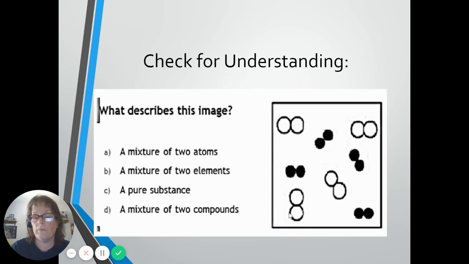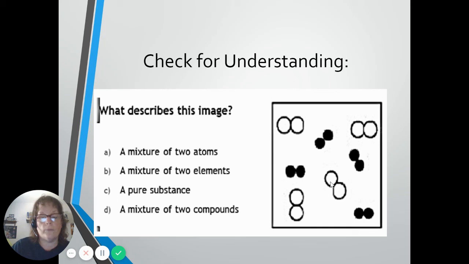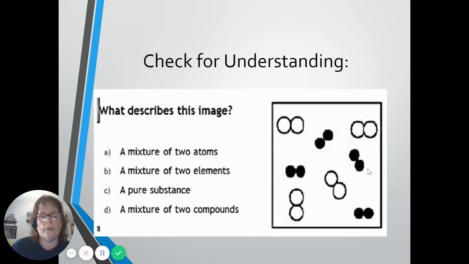All right. Compounds we said have to be made of two or more different types of atoms. So if we're looking at each one of these individually, these are made out of the same thing. This one's the same as this one. Now, if we had a white circle and a black circle bound together, then yeah, that would be a compound because they're two different types of elements bound together. But all the white ones are bound to each other, and all the black ones are bound to their particular elements together. So this is a mixture of two elements.